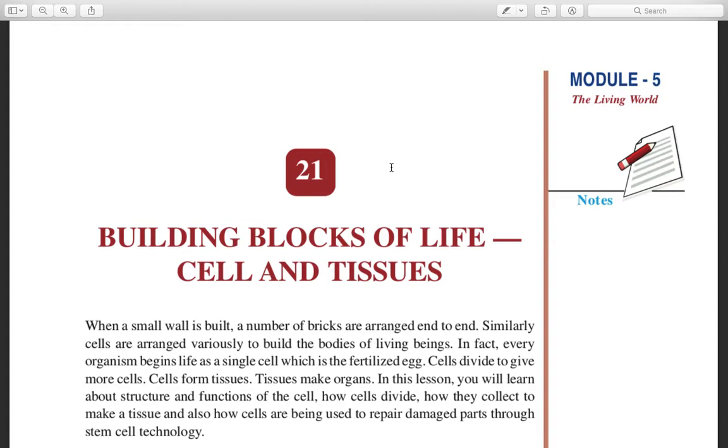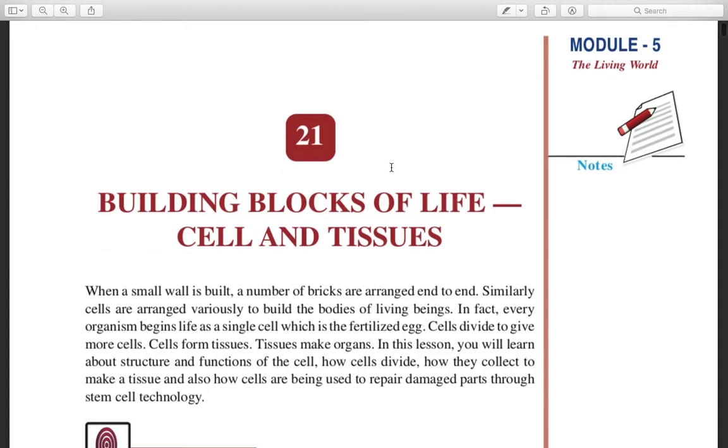Last class we completed chapter 20, and inshallah in this class we will see chapter 21 from module 5. The chapter name is Building Blocks of Life, Cell and Tissues.